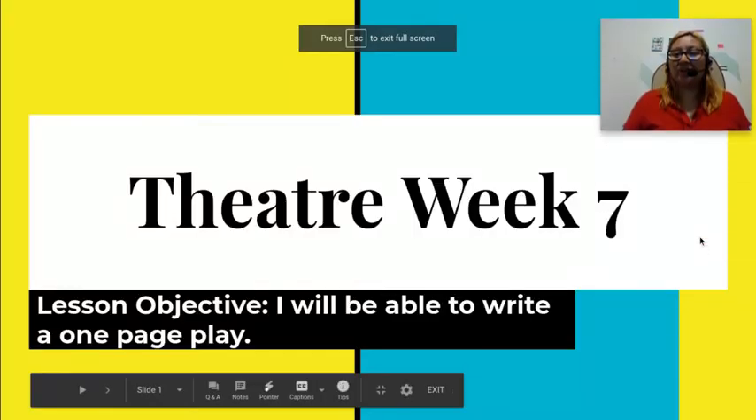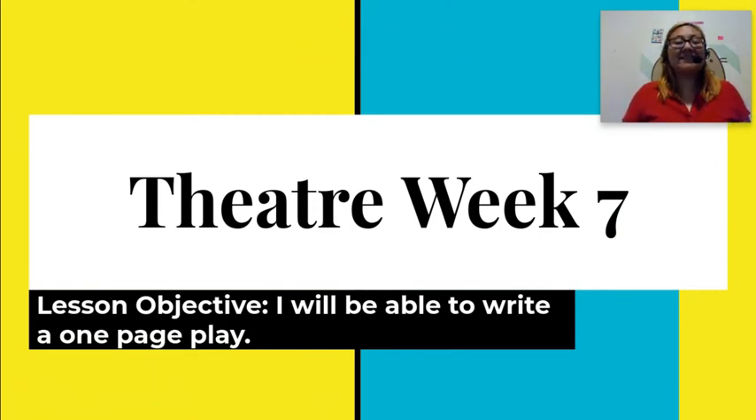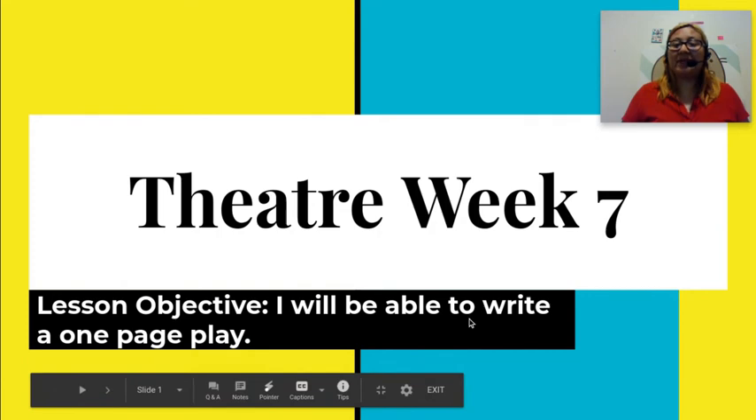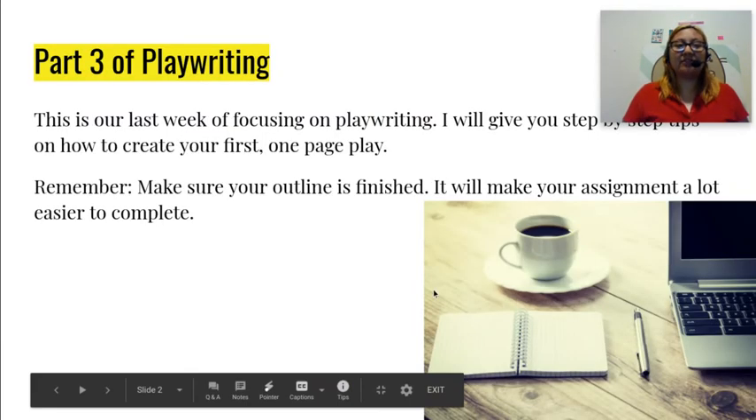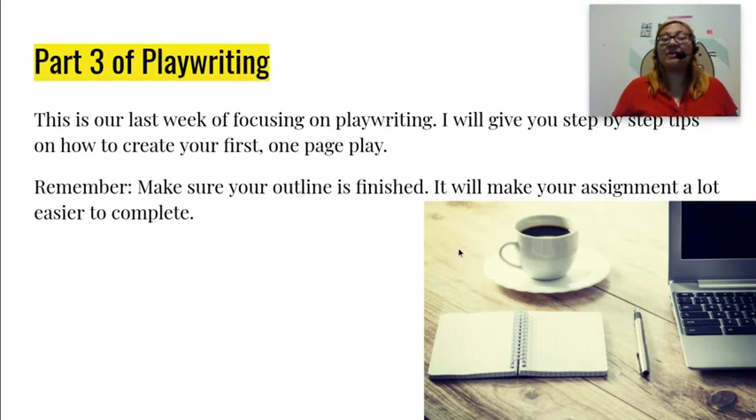It is week 7. I will be going over our final week of our playwriting unit. So, our lesson objective: I will be able to write a 1-page play. Okay, so let's see what that looks like. So, part 3 of playwriting, this is our last week of focusing on playwriting. I will give you step by step tips on how to create your first 1-page play.